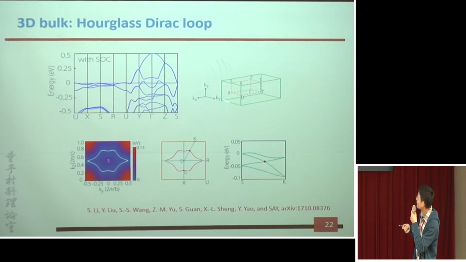If we scan the dispersion in this plane, we find it's actually a loop traced by these crossing points, the neck points of the hourglass. These points trace out a loop on this plane. This is the DFT result. If we calculate the local gap, we can see this loop.